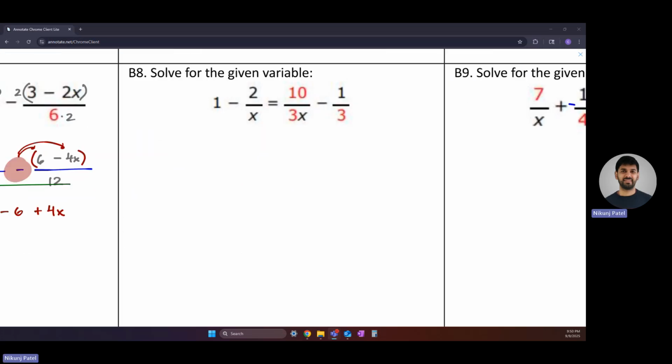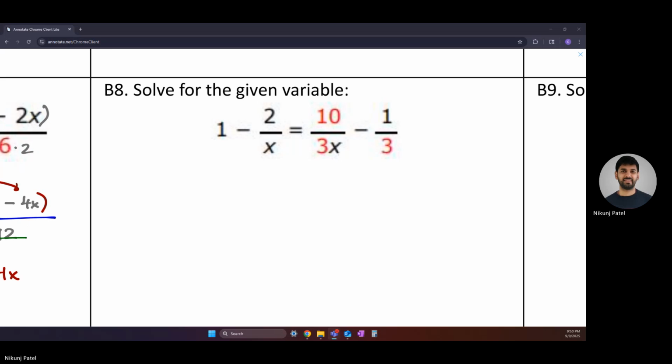Let's look at B8. Similar concept here. I'm going to put it over 1 right there so that they all have fractions. Our common denominator here is going to be the 3x because it has bits and pieces of the other terms in it. 3x, a 1 is part of any number. So I'm going to turn all of these denominators into 3x.